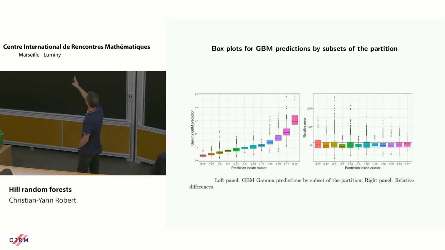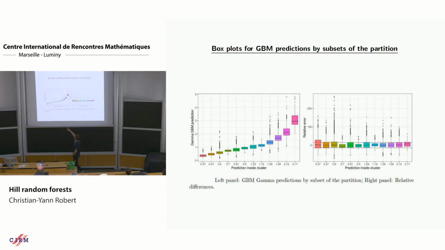Here you have, for each of the 12 clusters, the distribution of the prediction of the gradient boosting. So for cluster 1, actually the value of the tail index is approximately 0.37, and you have the distribution of the prediction over this subset. So you expect to have something which is not too spread, okay? And you can see that you have a clear separation of the values from 0.37 to 3.70.